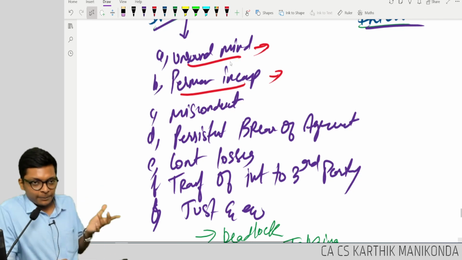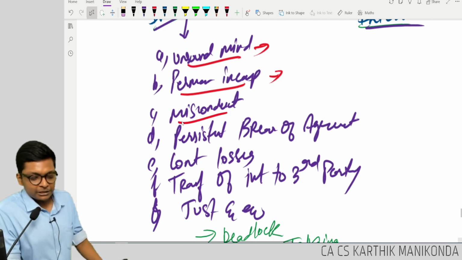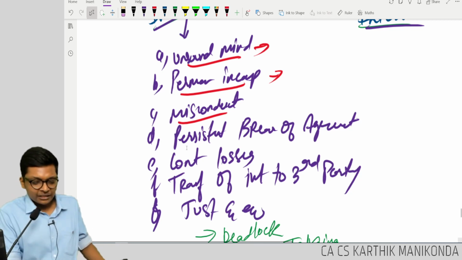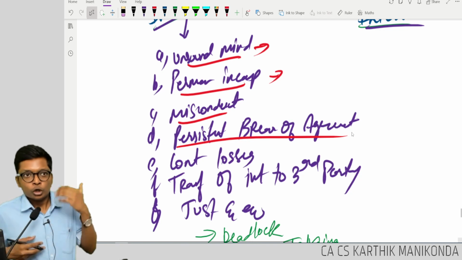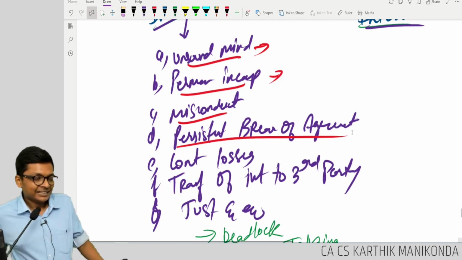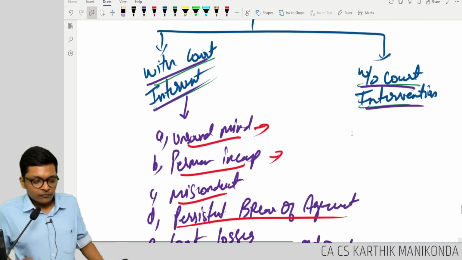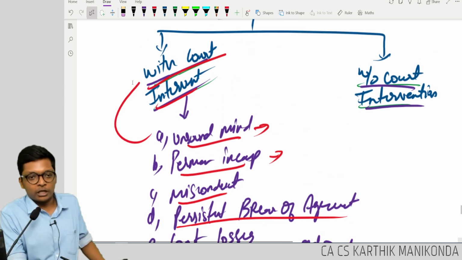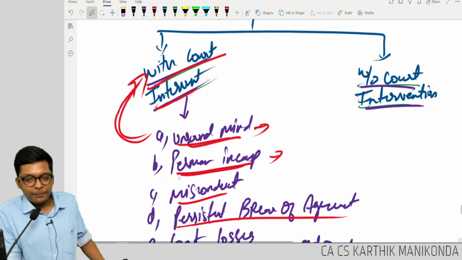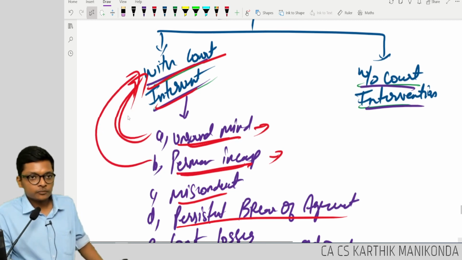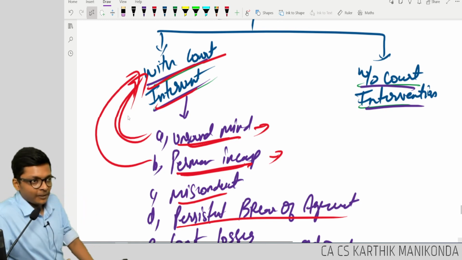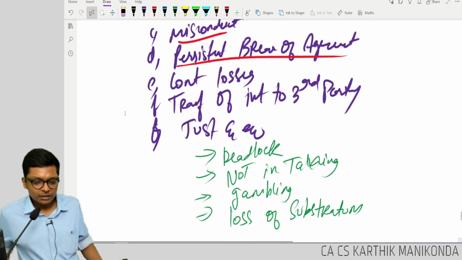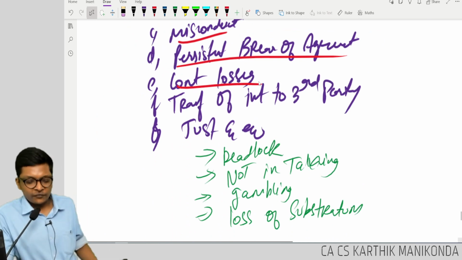At least unsound mind can become sound mind later. Misconduct, fully doing fraud and wrong things. Persistent breach of agreement, continuously doing wrong things; you ask them not to do it, and again they do the same thing. With court intervention means someone should apply to the court. If you become unsound mind, who will apply to court? If you become permanently incapacitated, who will apply to court? Somebody else related to the partner, friends or family. Following the practical solution: continuous losses, no point of continuing.